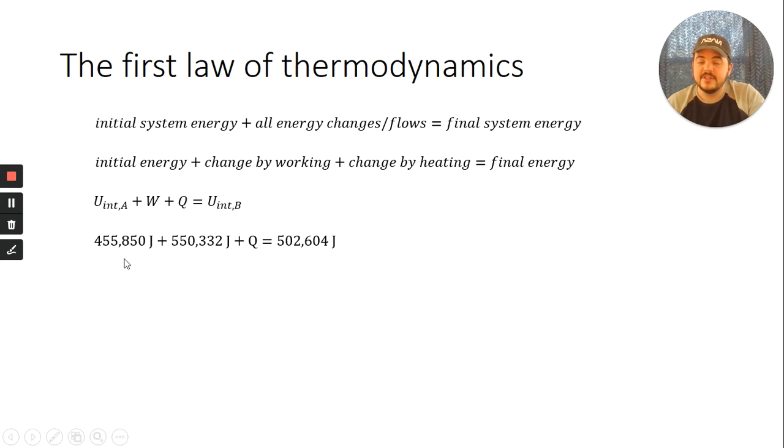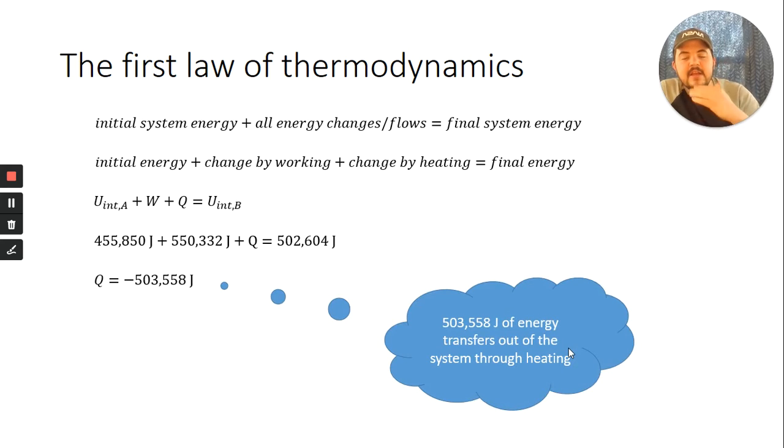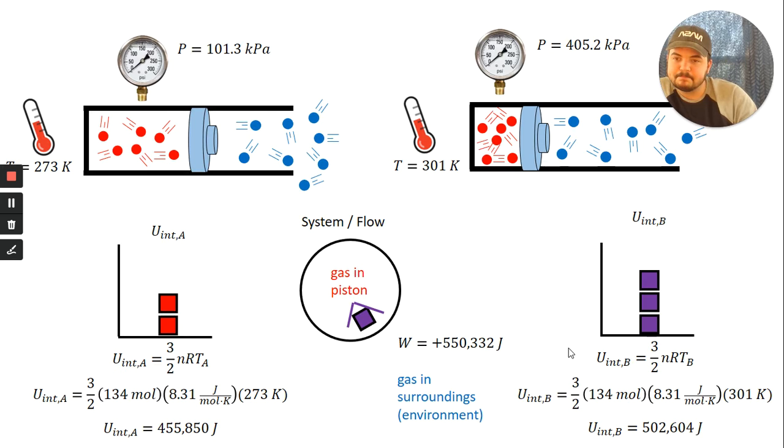Plug in your initial energy value, your work value, if you don't know Q, your final energy value. Solve this for Q, you end up with a negative 504,000 joules. What does that negative sign mean? That's telling us that 504,000 joules of energy transfers out of the system through a heating process.